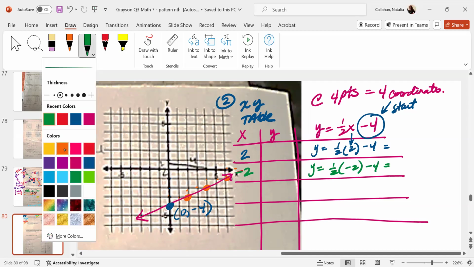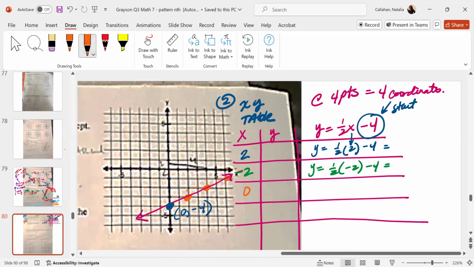And maybe we should pick other points too. Let's maybe pick 0, right? So then y equals 1/2 times 0 minus 4. And let's do one more point. Let's do 4 maybe. Y equals 1/2 times 4 minus 4. So that's a y.